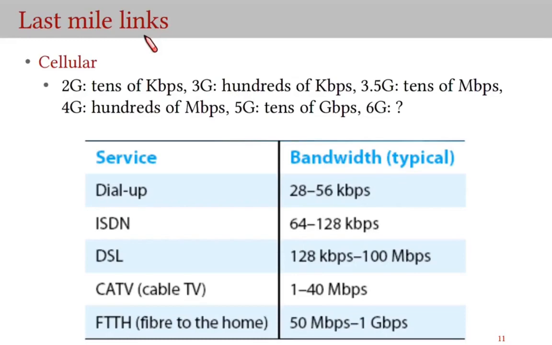The most common last mile links are cellular, DSL, cable TV, and fiber. The data rate of cellular networks improves by 1 to 2 orders of magnitude with every new generation, which comes roughly every 10 years. 2G networks had a data rate of tens of kilobits per second. This was improved in 3G networks to hundreds of kilobits per second, and further in 3.5G networks to tens of megabits per second. 4G is supposed to give hundreds of megabits per second, but in practice we get a lot less. 5G is promised to give tens of gigabits per second. It would be interesting to see what 6G networks will provide.